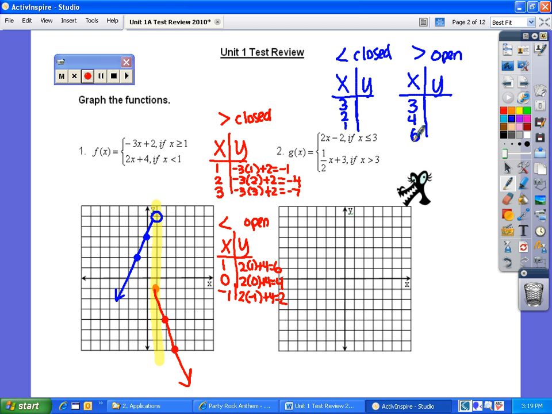Now, do you have to pick these numbers? No, you can pick any number you want that's bigger than 3, but just make sure that you know that if it's an odd number, it's probably going to be a decimal.